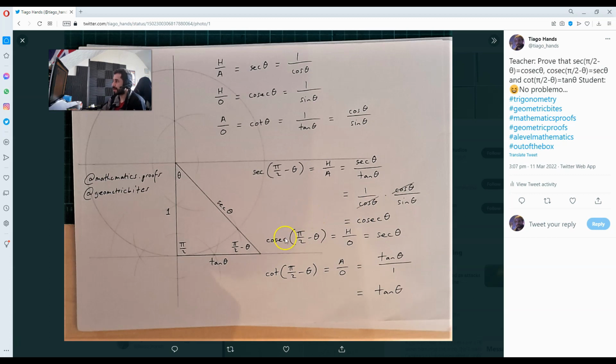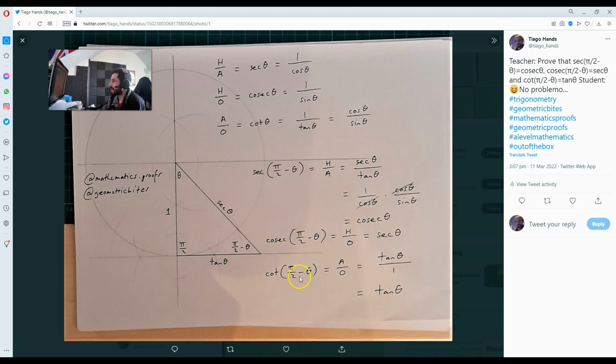Moving on to the next one. Cosec(π/2 − θ) is going to be hypotenuse over opposite. So that is hypotenuse sec θ over the opposite, which is 1. So what we get is simply sec θ. So we've proven this.